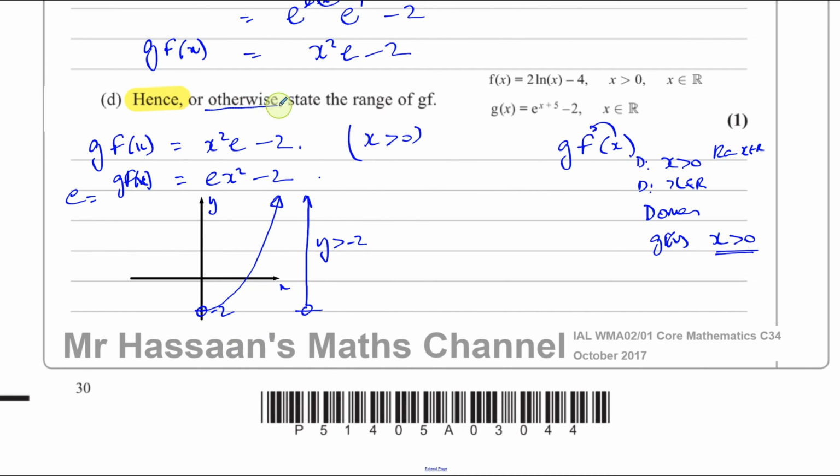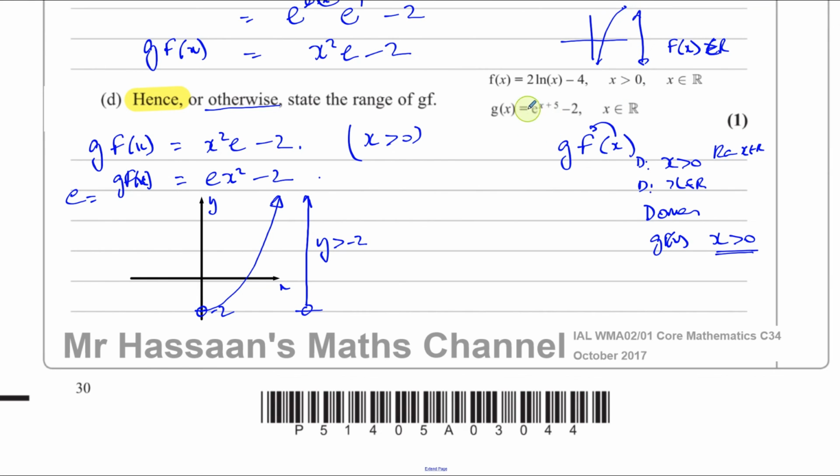Okay, the other way of thinking about it might be a bit clearer: its output will be all real values. If you put x values greater than 0 into here, it's going to have this kind of shape as we drew earlier. That's going to go up forever, down forever. So we can say that the output of f of x is basically all real values. Its range is all real values.